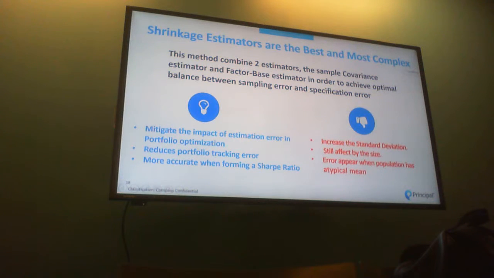The good things about shrinkage are that it mitigates the impact of estimation error in portfolio optimization and reduces the portfolio tracking error. The third is that it is more accurate when calculating the Sharpe ratio. However, the bad things are that it increases the standard deviation and is still affected by the size. And finally, the error appears when the population has an optical mean.